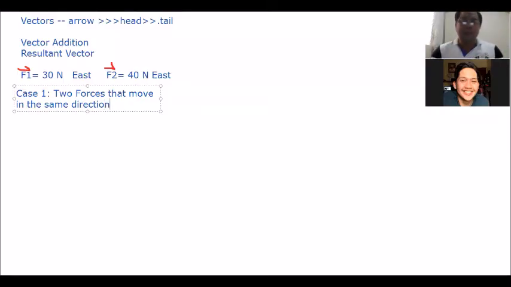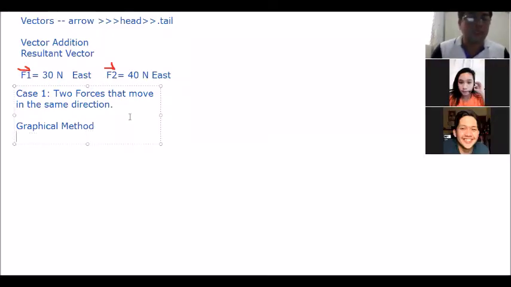We can actually find this by using 2 processes. One is a graphical method, and the graphical method that we are going to employ is known as tip to tail. The tip to tail method uses your ruler and protractor.